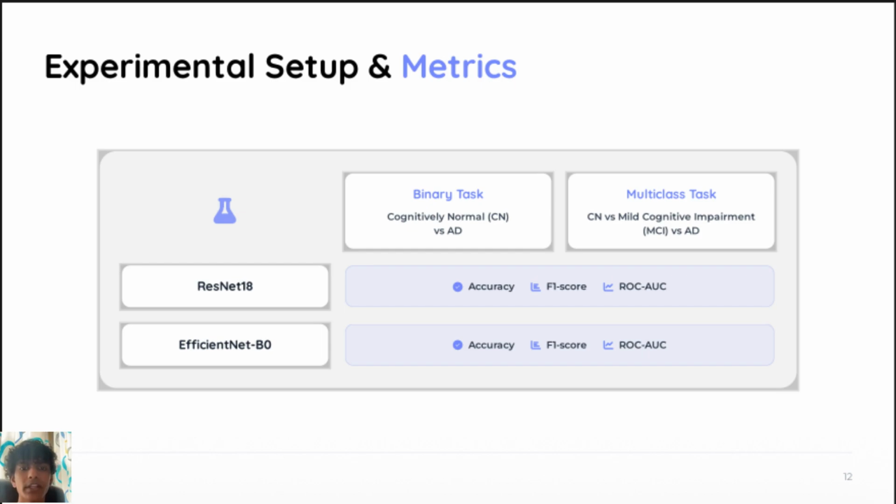To evaluate the model, I used accuracy, F1 score, and ROC-AUC. Accuracy measures the overall correctness. F1 score is helpful when class balance matters because it combines precision and recall. ROC-AUC measures how well the model separates classes across different decision thresholds. I also benchmarked the Vision Transformer against ResNet 18 and EfficientNet B0, two strong CNN-based baselines.